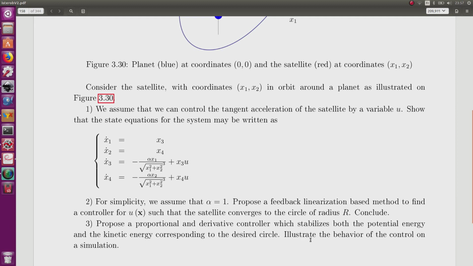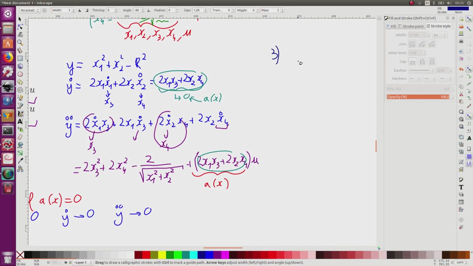Now I will go to question number 3. It is asked to find a proportional derivative controller which is based on the potential energy and kinetic energy, so that I will converge to the desired circle of radius r. I will consider 3 different errors. The first one corresponds to this one, the second one to this one, and the last one to this one.